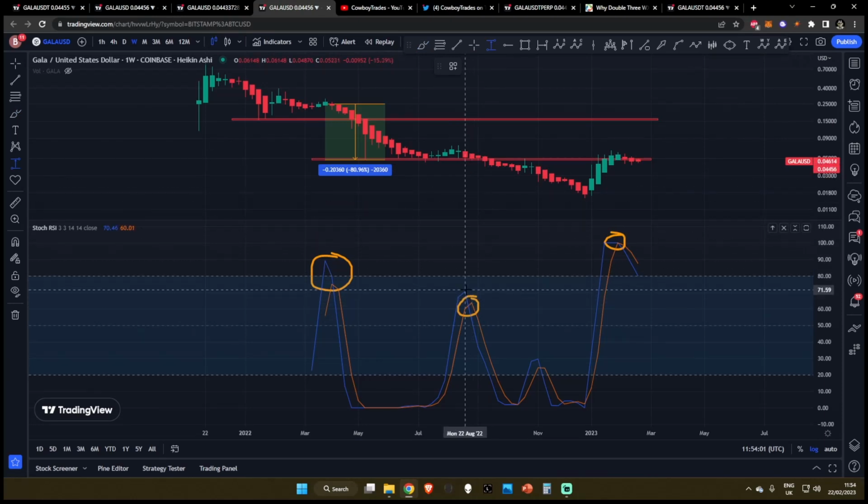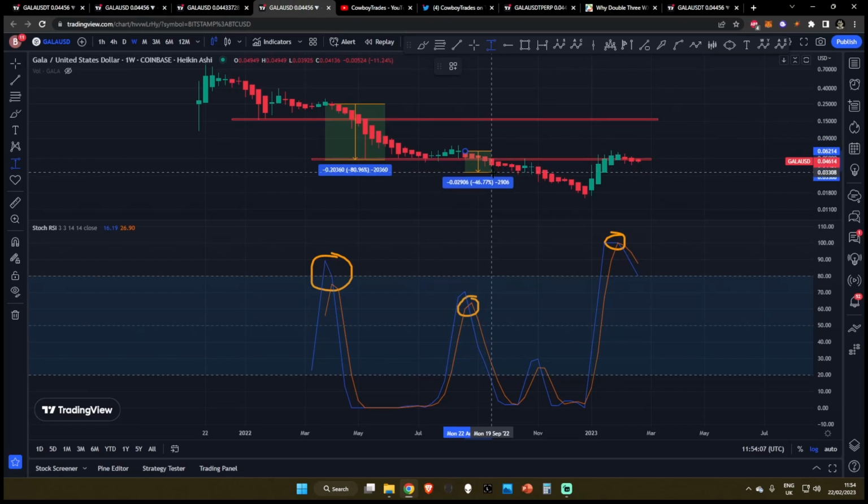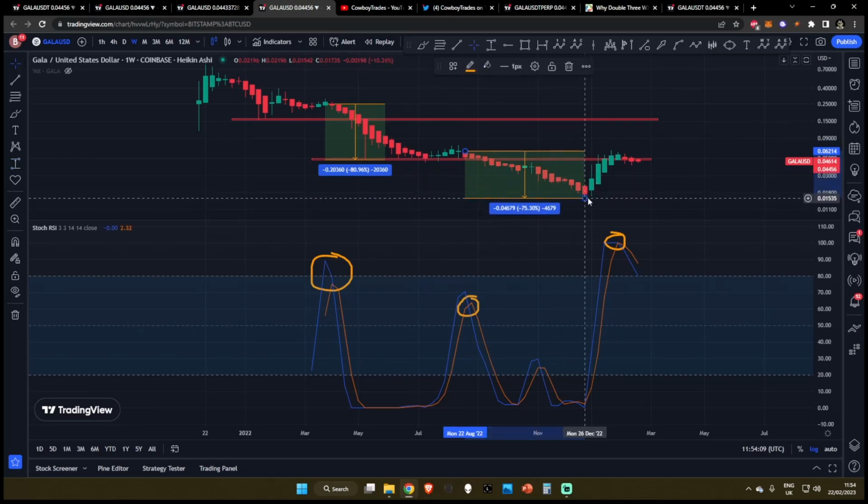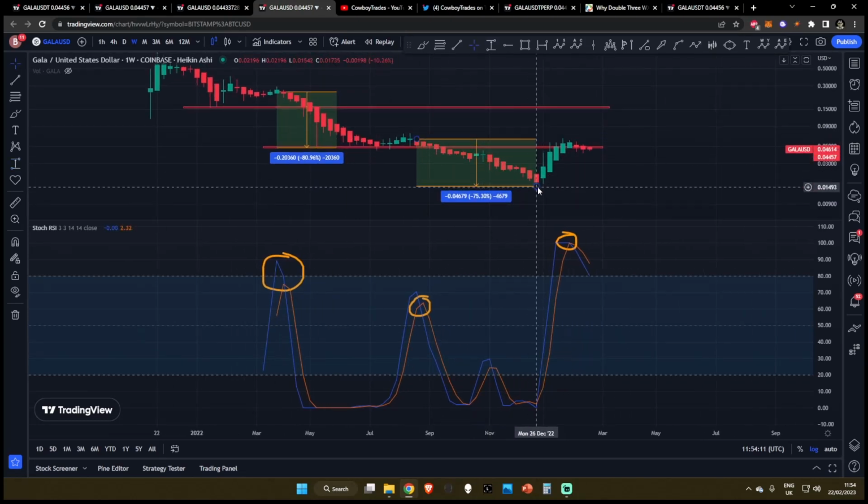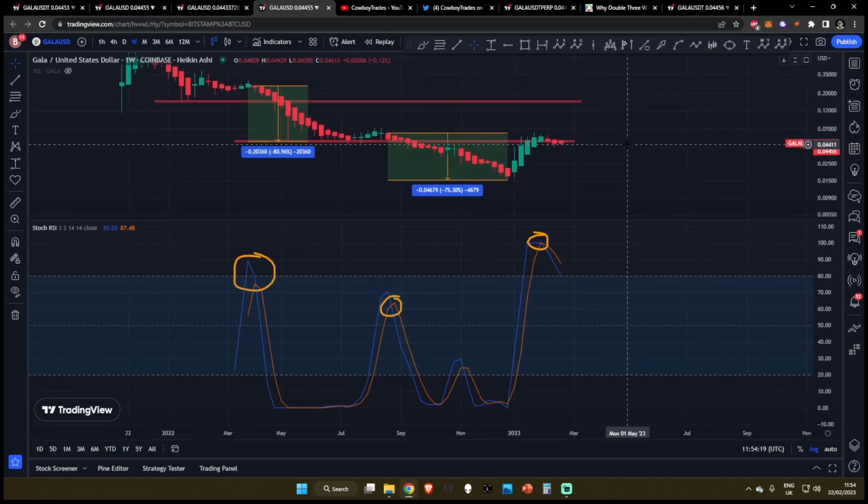Now, you can see that the stochastic RSI topped out here and crossed between these 2 weeks. So if we look at the top of this data point when we started to flip bearish, you can see as we came down, this one took a decent amount of time, but we were really just absolutely nuking to the downside, a 75% drop before the stochastic crossed bullish and we had a move back up to the upside. Now, right now, the stochastic RSI has been the most overextended it has been in Gala's trading history. You can see that this went all the way up to 100.